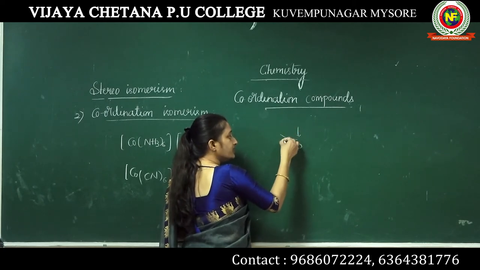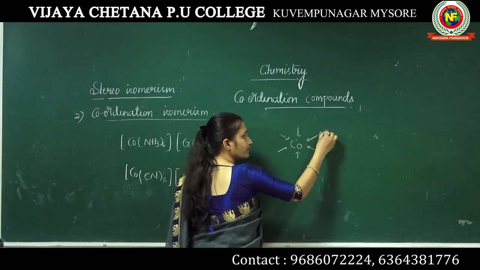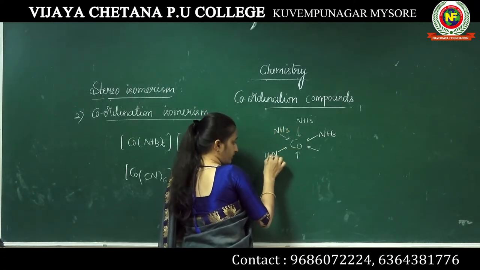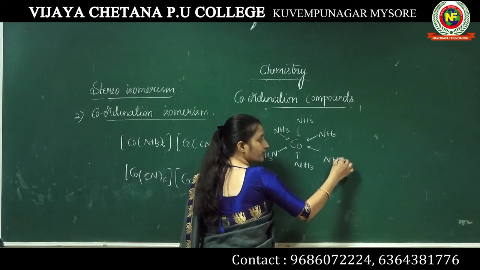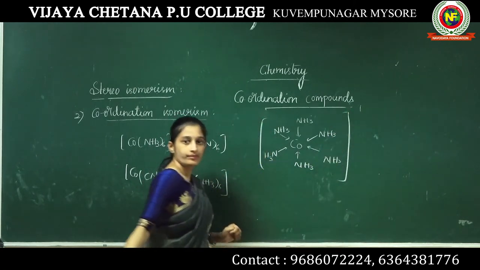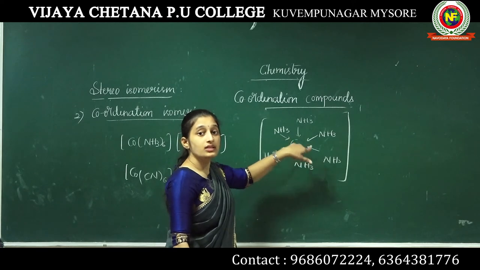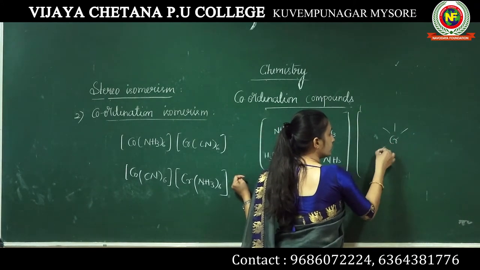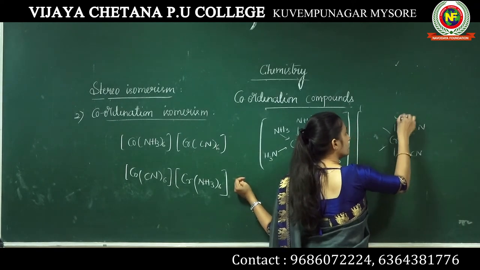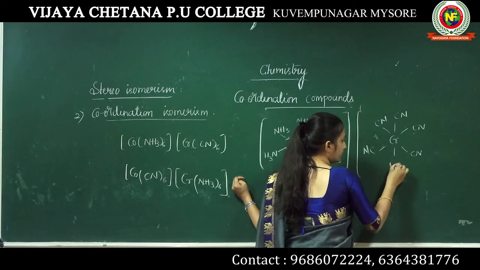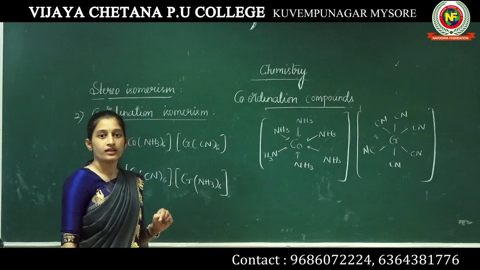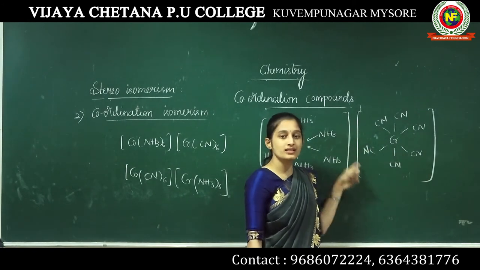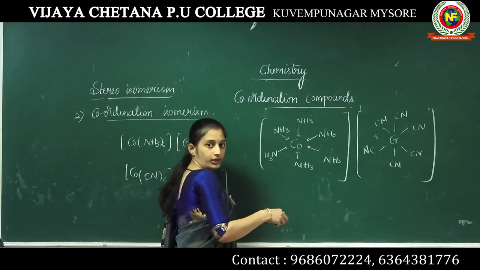Around Co, six ammonia groups are surrounded. NH3. This is one complex. And the second one, Cr. The central metal atom in this one is cobalt, but in this one it is chromium. Chromium. CN, CN, CN, CN, CN, CN. See the beauty here. See, around chromium, CNs are surrounded. Means cyanide groups are surrounded. Around cobalt, amine groups are surrounding. But same.